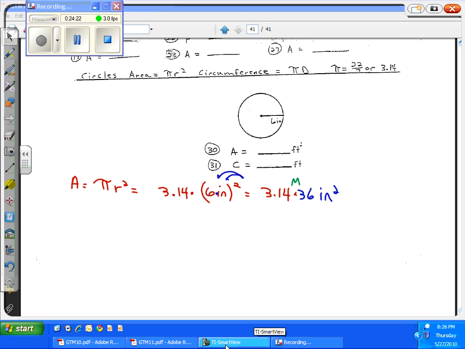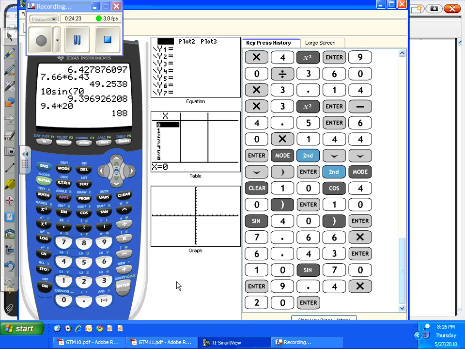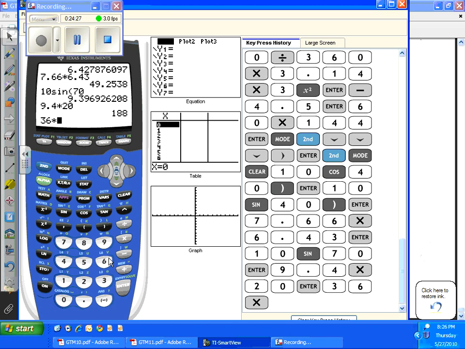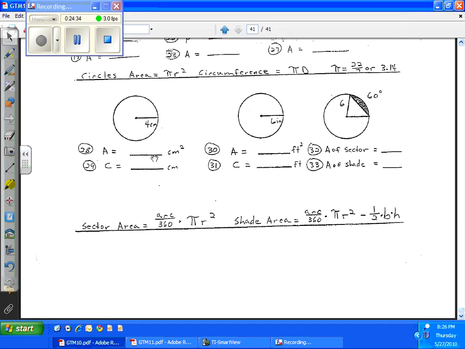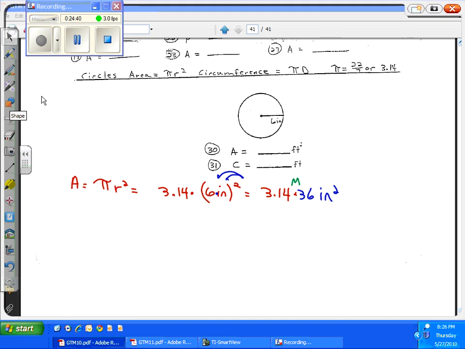I'm forgetting my pi stuff. It's hard to forget pi, but I am this time. Times 3.14. I used to have all these memorized. 113.04. There we go. I need to remember that. 113.04 square inches. But we didn't want the answer in square inches. We wanted the answer in square feet.